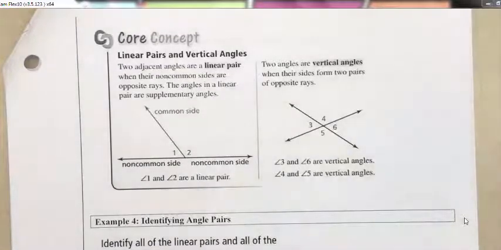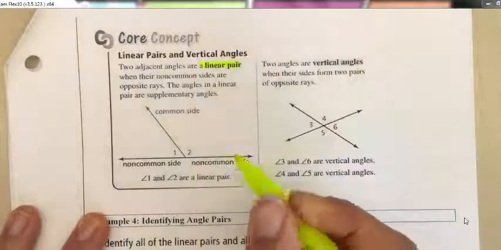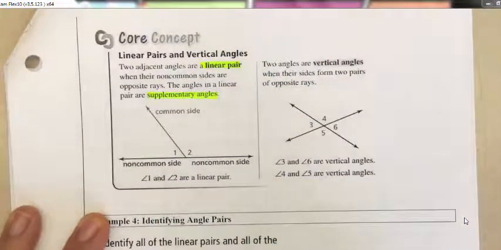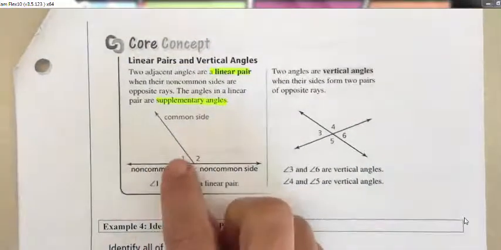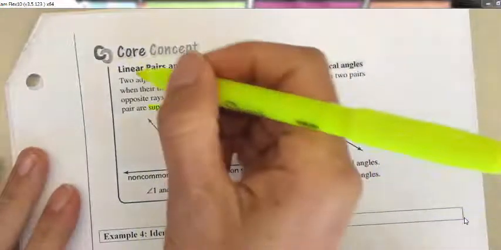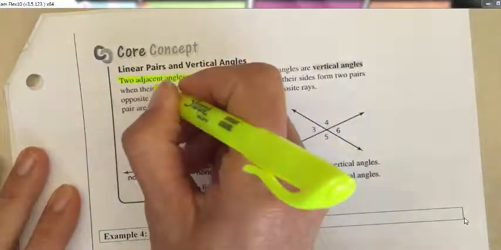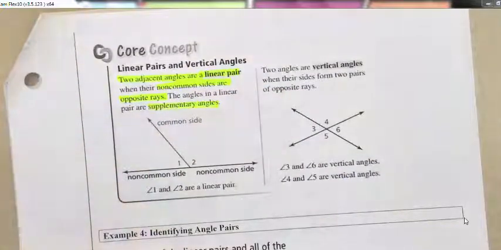All right, so linear pairs form straight angles, supplementary angles. Okay, so together they add up to a straight angle. They add up to 180 degrees. So I guess the definition here is that we have two adjacent angles whose non-common sides are opposite rays. Because two opposite rays form a line.